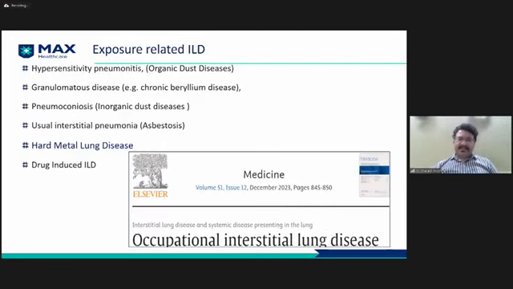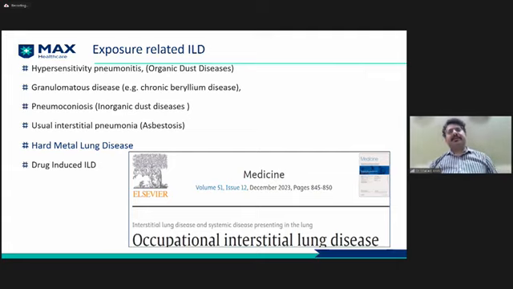Now the important part is that in the Journal of Internal Medicine, in December 2023, there was a review on occupational ILDs, and they classified exposure-related ILDs as hypersensitivity pneumonitis, which is related to organic dust disease. To the best of my knowledge, there are more than 200 allergens which can cause hypersensitivity pneumonitis, and we know them by various names related to the occupations with which they are associated, like berylliosis, bagassosis, or bird fancier's disease, and many more.